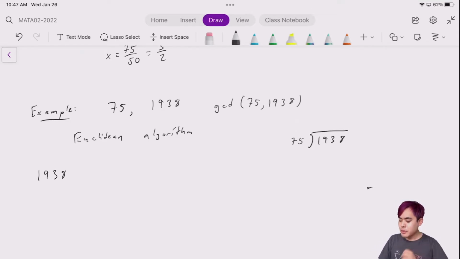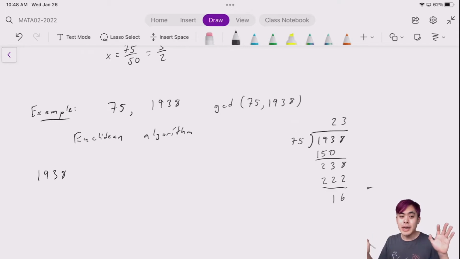Well, how do we do that? Well, we do long division. So that's 2. That's 150. So 238. So that is 3 times 75, which is 225. So the remainder here is 16. So hopefully you guys are checking your work, checking my work right now.